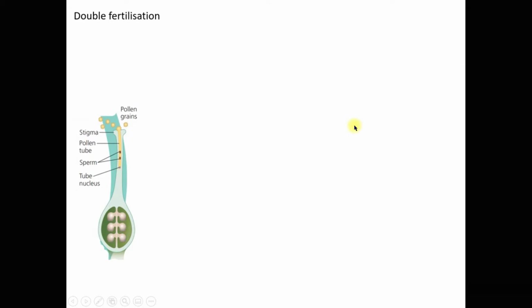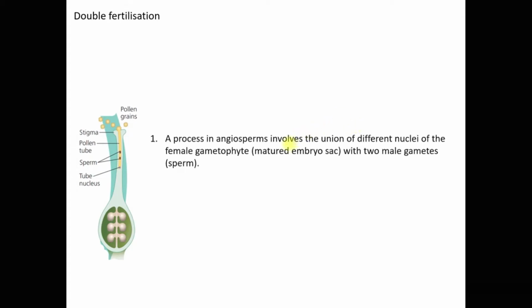Now we proceed with double fertilization. I'm sure you have learned this in Form 5, but now this is more detail. Double fertilization is a process in angiosperms. Angiosperms means flowering plants, plants that produce flowers. It involves the union of different nuclei of the female gametophyte. A female gametophyte, or the mature embryo sac, has 8 nuclei. So it's the union of these different nuclei with two male gametes or sperm from the male plant.